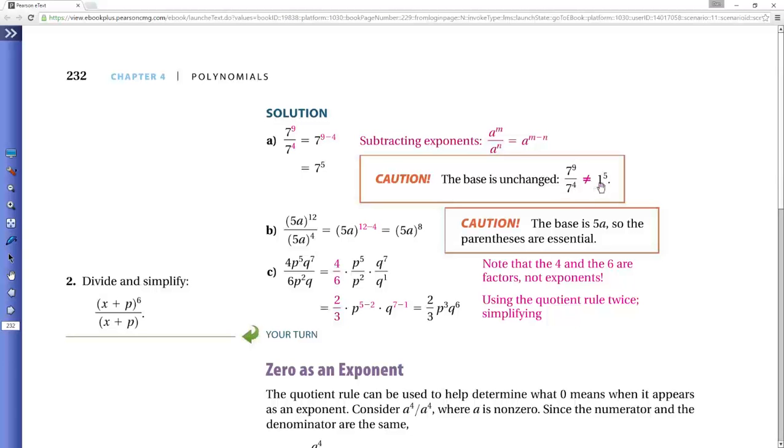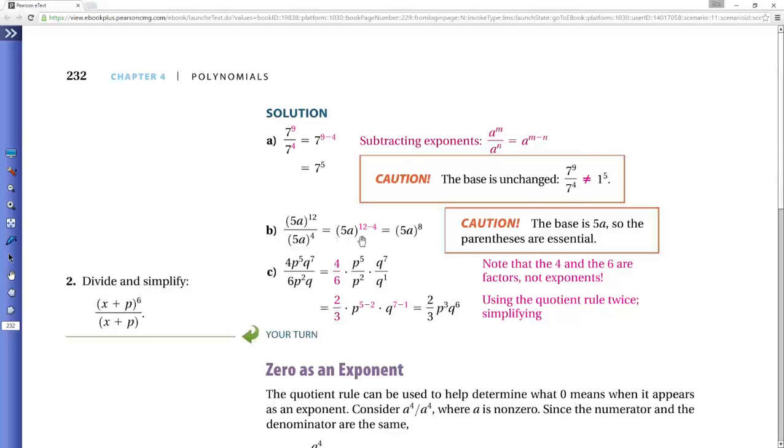Well, 1 to the 5th power is 1. This is definitely not equal to 1. I have a different number over it. These are not the same. The only way you're going to get a fraction equal to 1 is if the numerator and the denominator are the same.